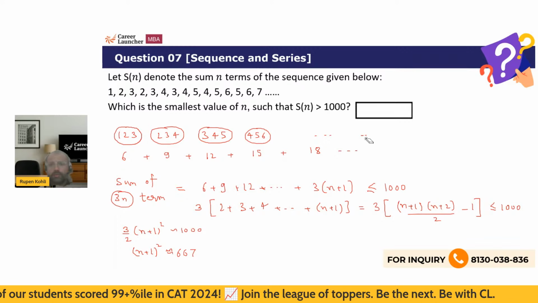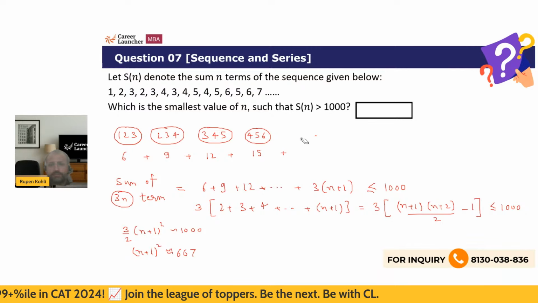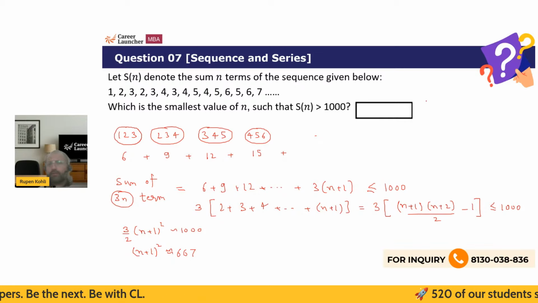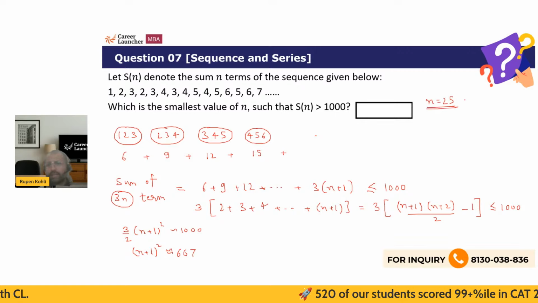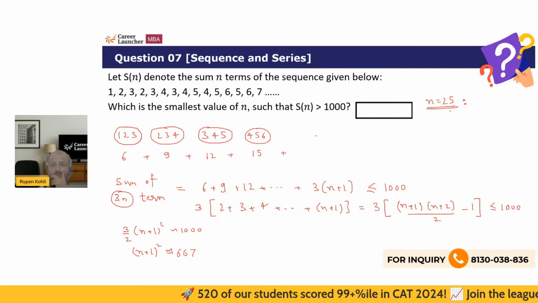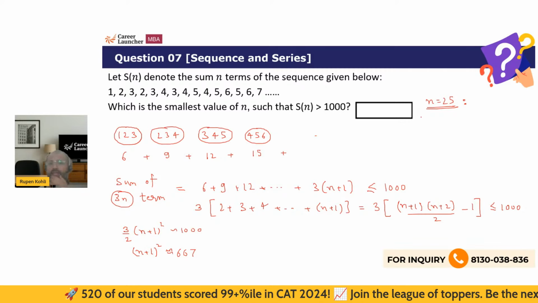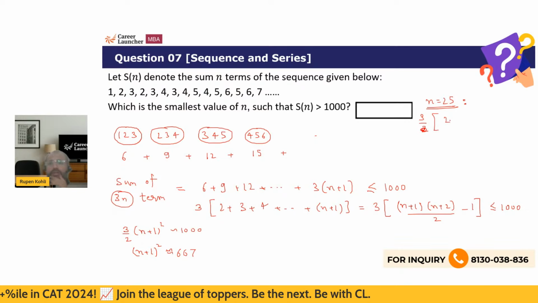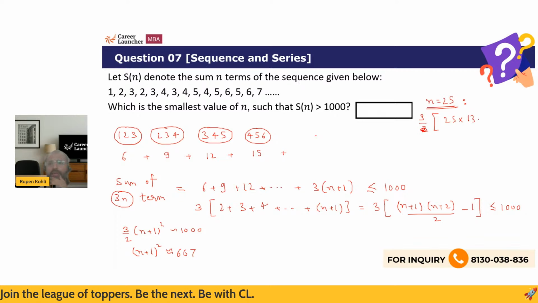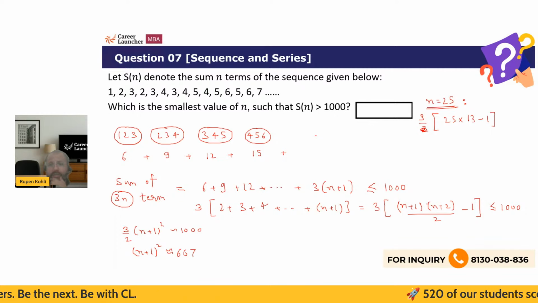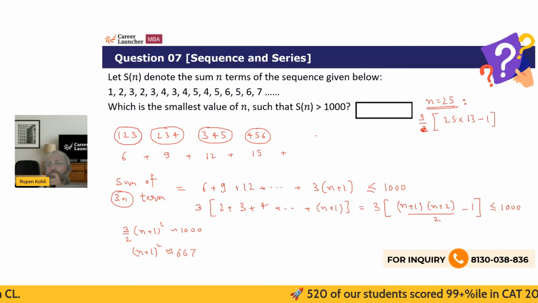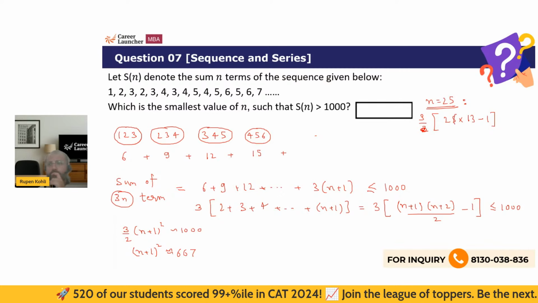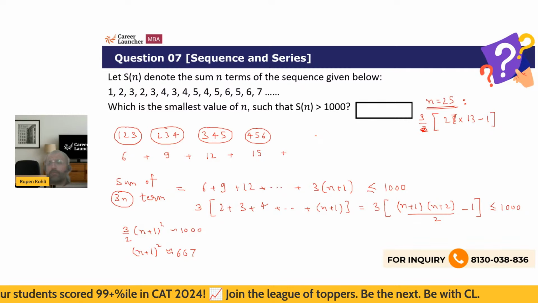Okay, so what we need is, for n equal to 25, what is happening? For n equal to 25, the actual sum would be 3 into, sorry, not 3 by 2, 3 into the whole bracket 25 into 13 minus 1. Can you see that? Sorry, my bad. 26 into 27 by 2 it will be. That would exceed if I do 26. So that will be 27 into 13 minus 1.